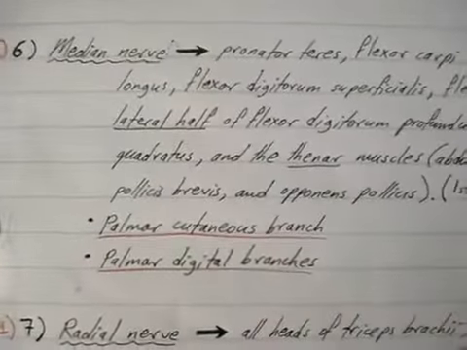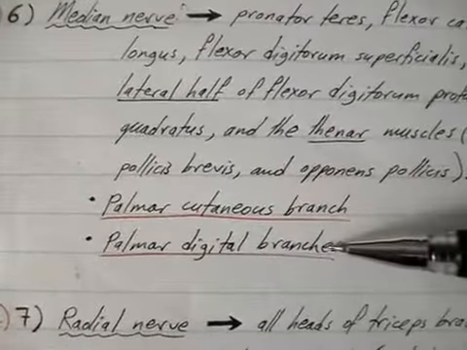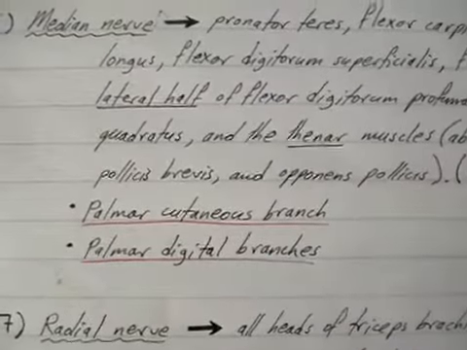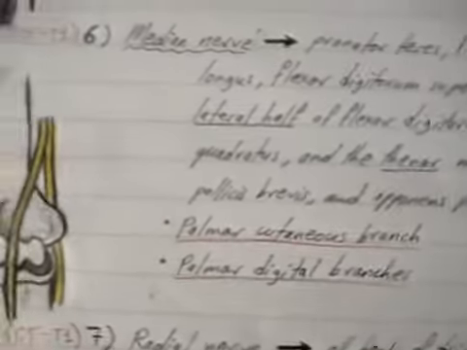The median nerve gives off two cutaneous branches, the palmar cutaneous branch and the palmar digital branch, just like the ulnar nerve. However, as you can see, there is no posterior cutaneous branch. The ulnar nerve had one, the median nerve does not.